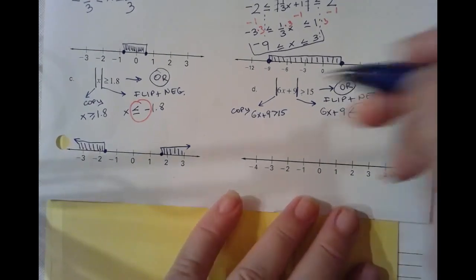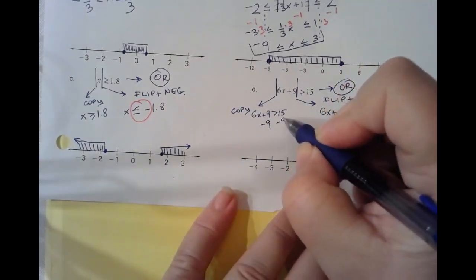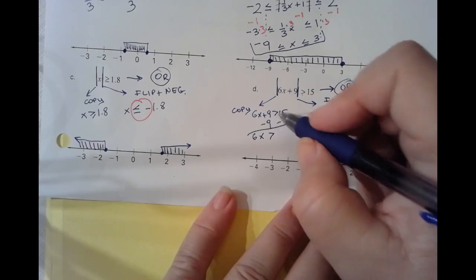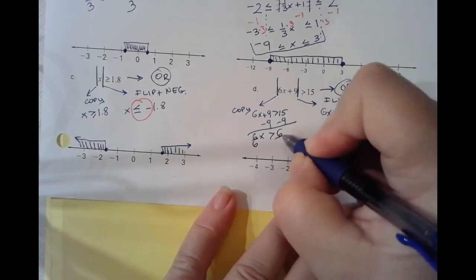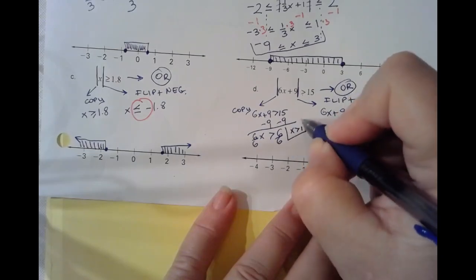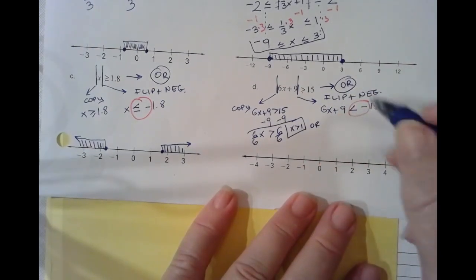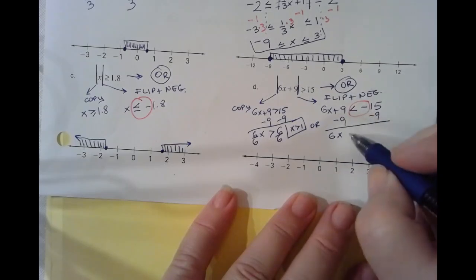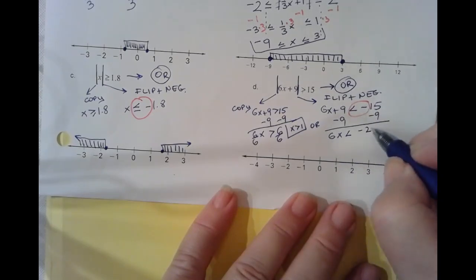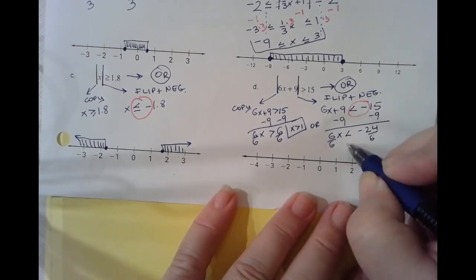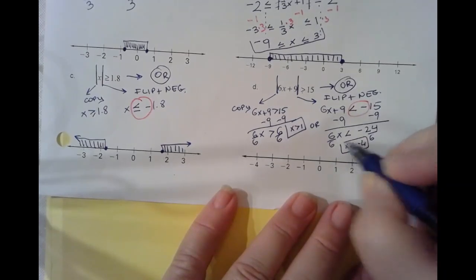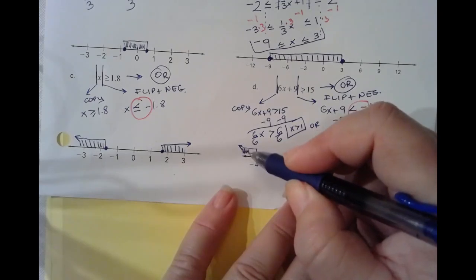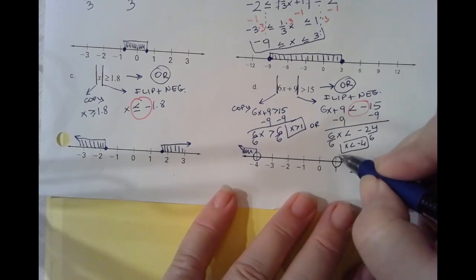So now we just solve it like you have solved so far. So minus 9 on both sides. So 6x is greater than 15 minus 9, which is 6. And 6 divided by 6 is 1. So x is greater than 1. Or, let's see what we have for the other option, minus 9. So 6x is less than negative 24, divided by 6, x is smaller than negative 4. So negative 4, open circle to the left, and positive 1, open circle to the right.